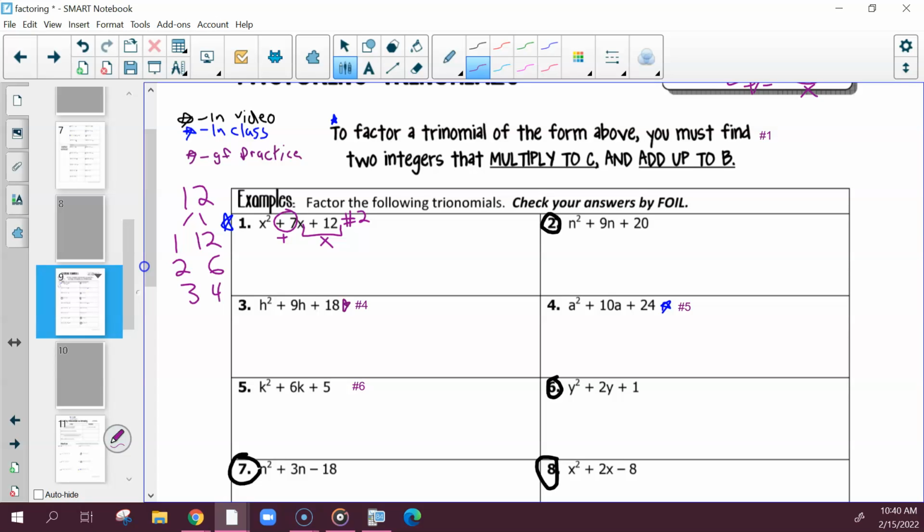Now, from those factors, if we were to add them together, which would give us 7? 3 and 4. You say positive 3 and positive 4 would give me 7. I'm going to set this up in factor form, so my two sets of parentheses. Whatever my variable is here is going to be my variable in both of these, so x and x. Then we're going to put plus 3 and plus 4. It does not matter if I put plus 3 here or here. That order does not matter.